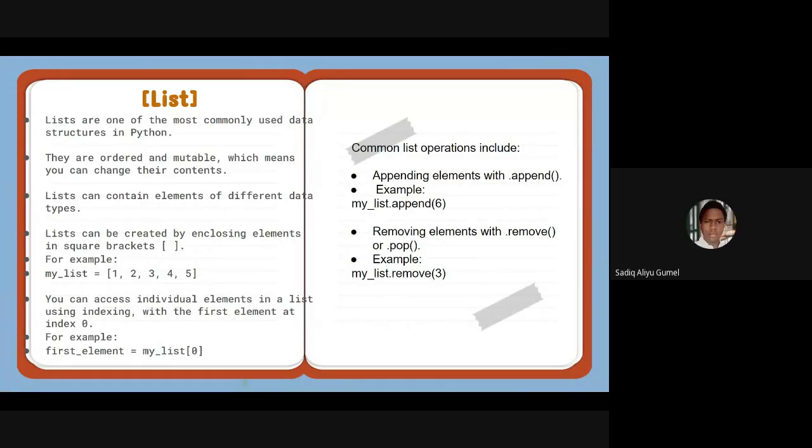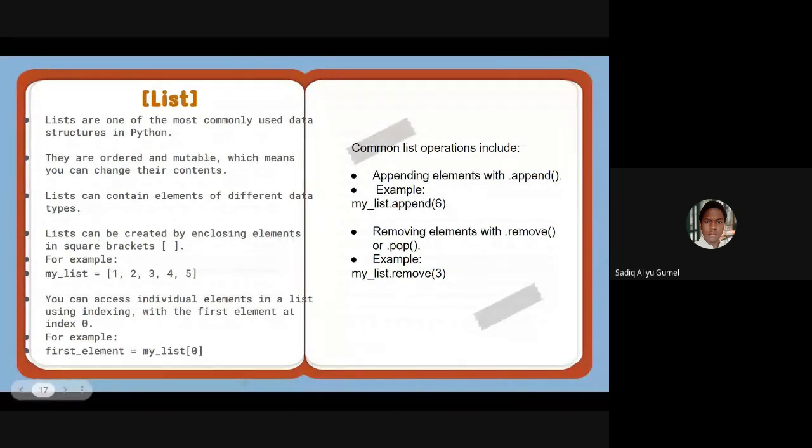So let's say that we are going to access the list we created above, my list. In order to access 1, which is the first element in the list, we can say first element equals to my list, square bracket, then 0. This will return an output of 1. If we use an index of 1 here, it will return 2.